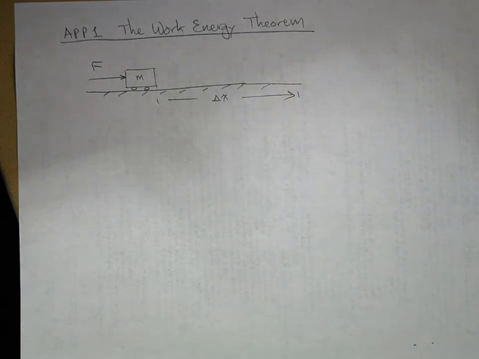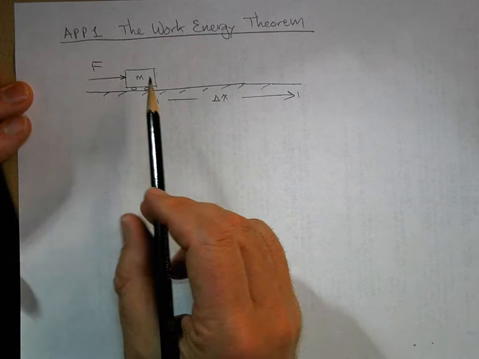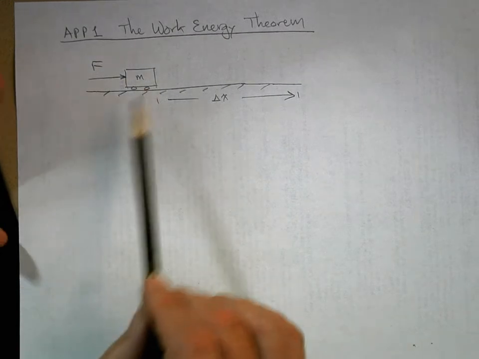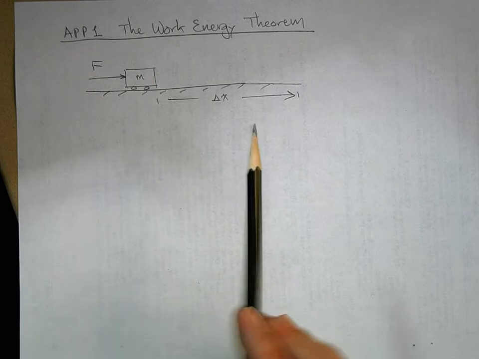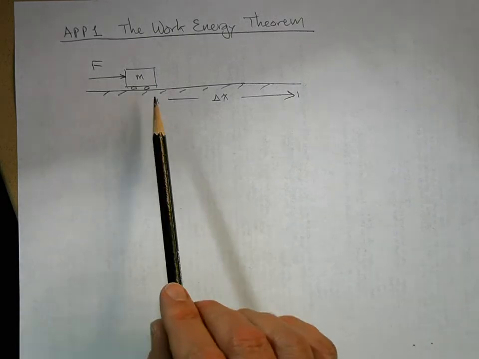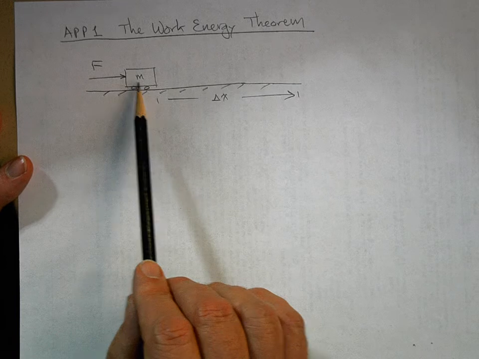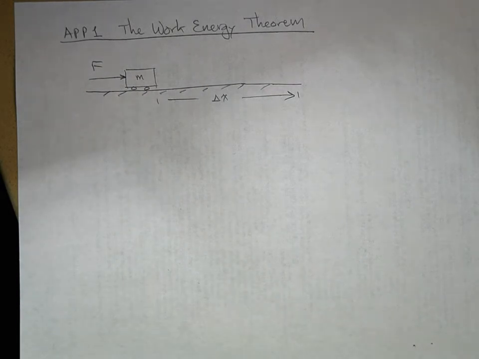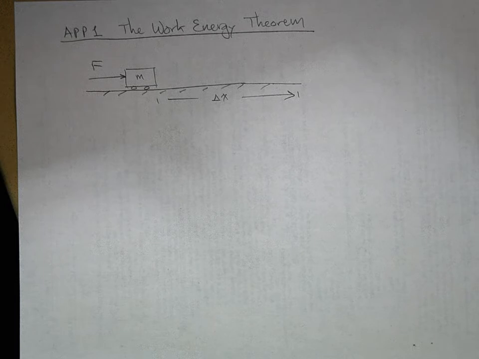In the problem that we worked earlier, I made the velocity of this 0, but it doesn't have to be 0, right? The crate could be moving along at a certain speed, and then I push on it and I accelerate it so that it goes faster. So what I want to do now is develop a relationship between the work that I do and the result of the work that I do.